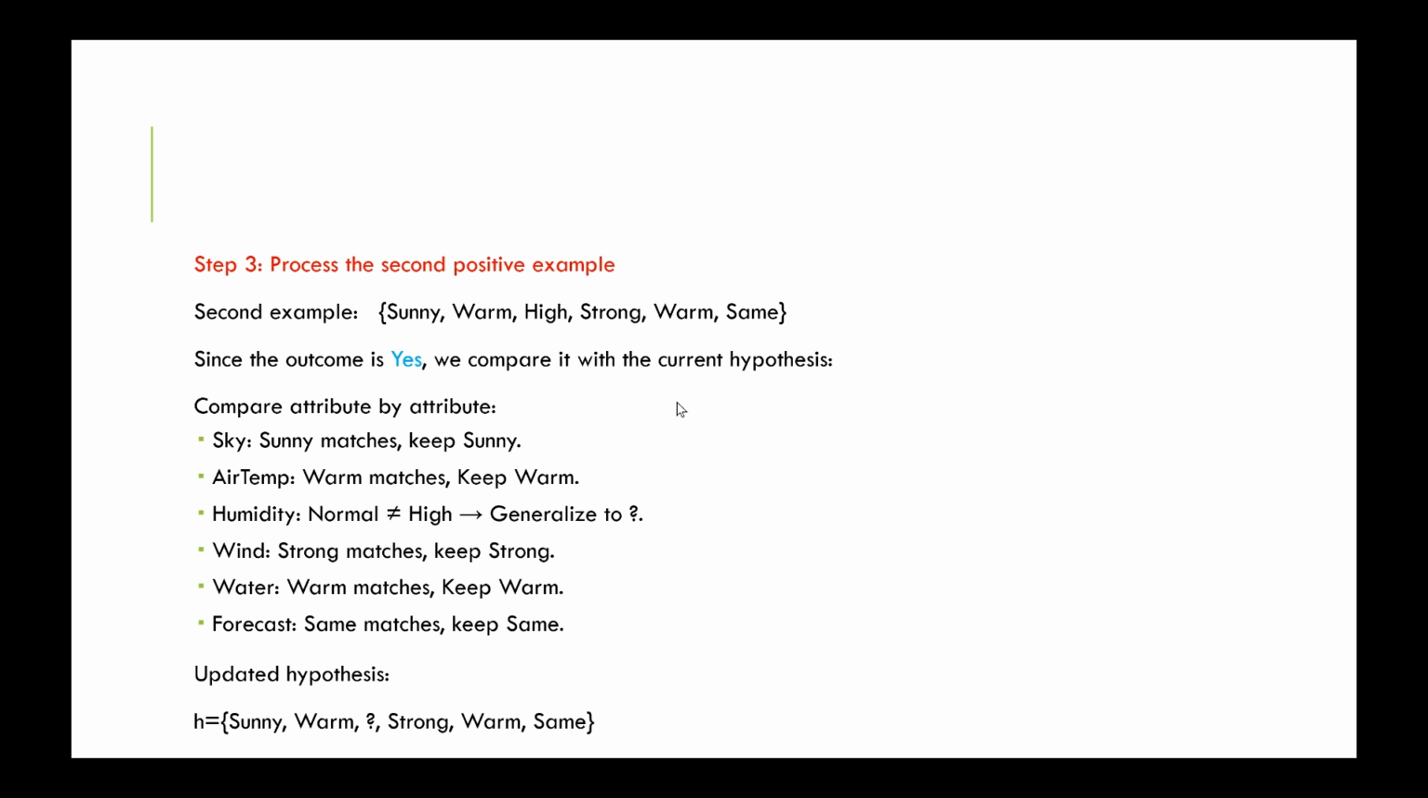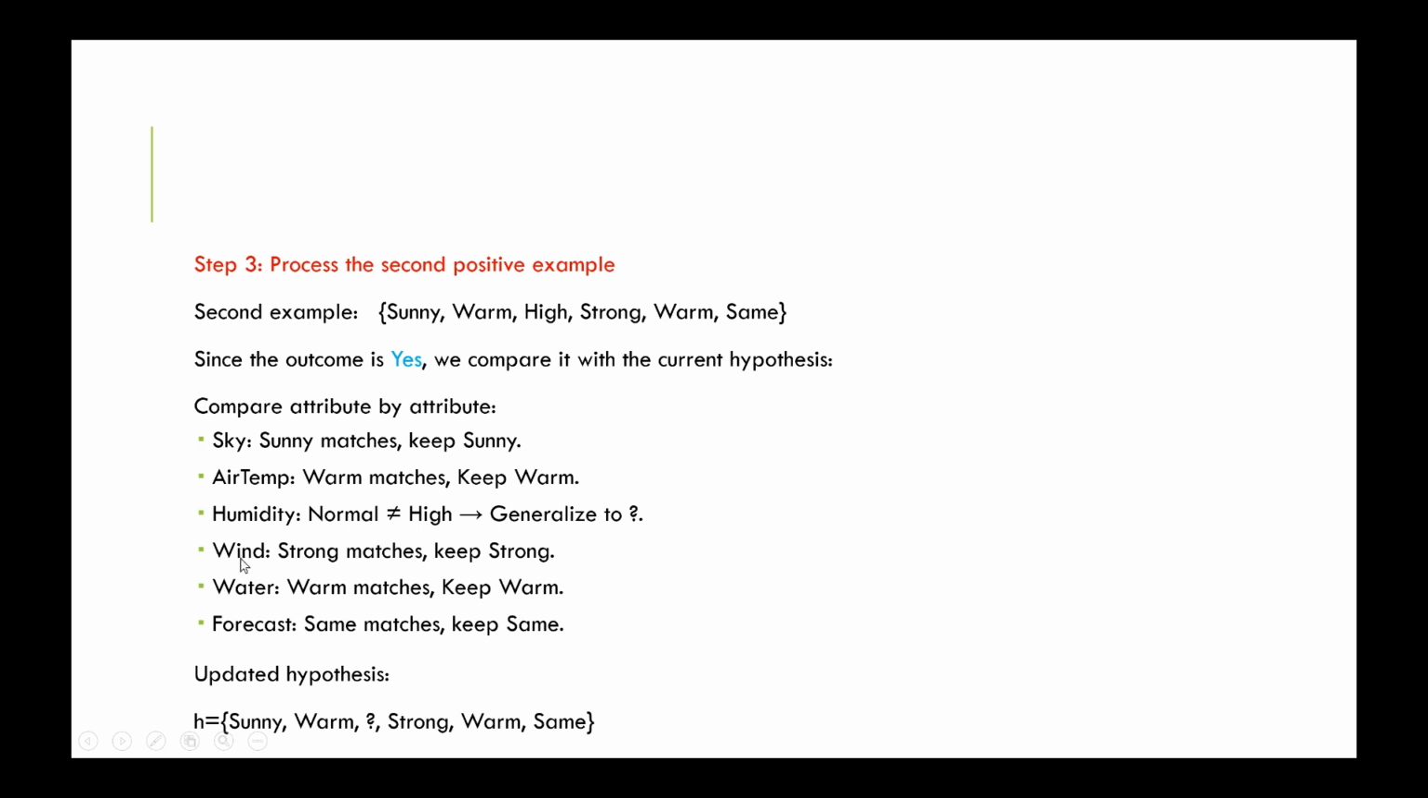Coming to the air temperature, the current one and the previous one are matching. There is a warm. So keep the warm. Coming to the humidity, currently we have the high, previously we have the normal. This is the previous one, this is the current one. So it is not matching. So generalize to question mark.